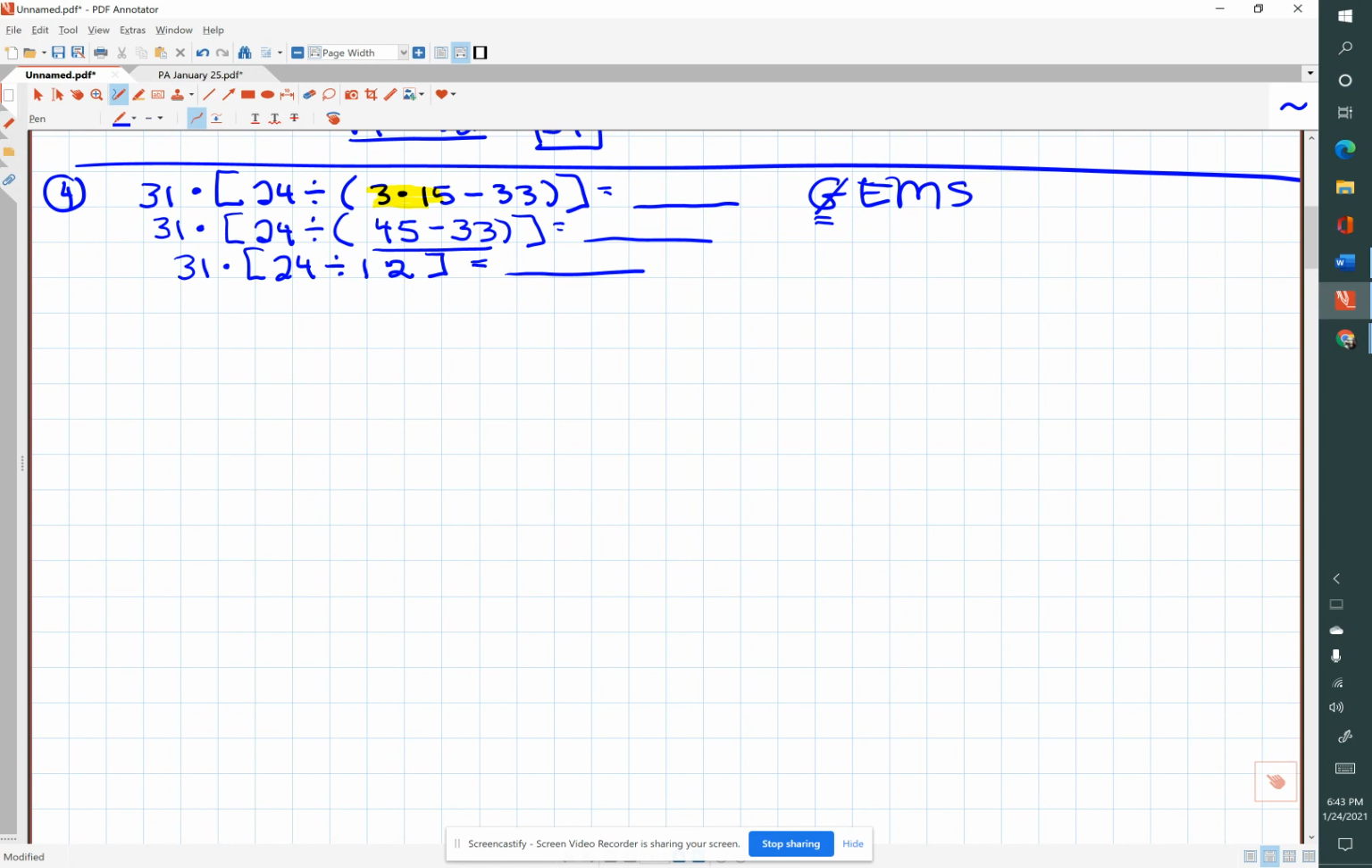Now, we have still grouping symbols, but we've got division within here. So we're going to do this 24 divided by 12. 31 times 24 divided by 12 is 2. And then finally, 31 times 2. We don't have any addition or subtraction, except it was within a grouping symbol, so it was done first. So 31 times 2 equals 62, and that's the final answer.